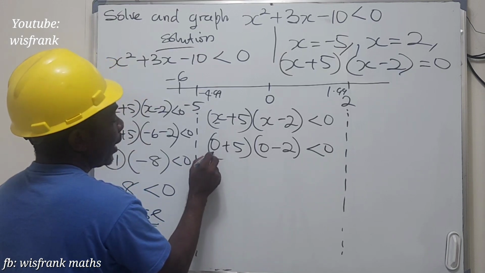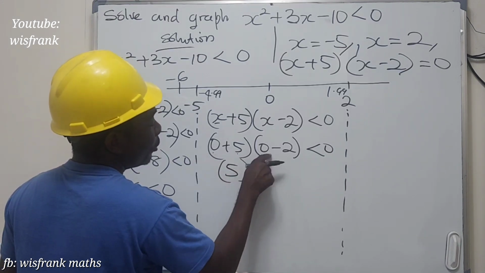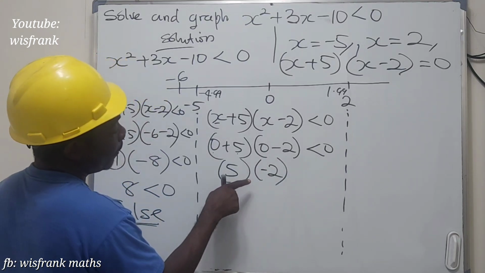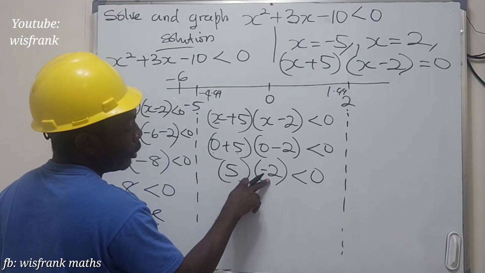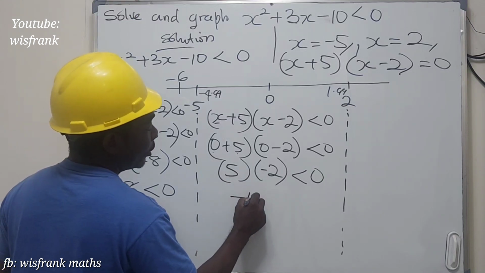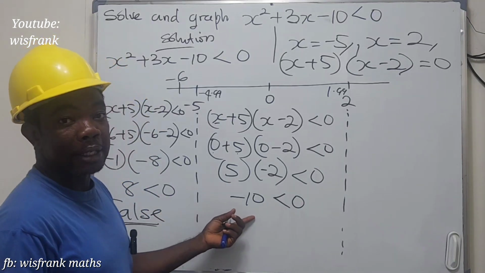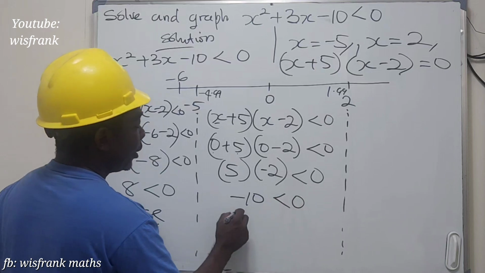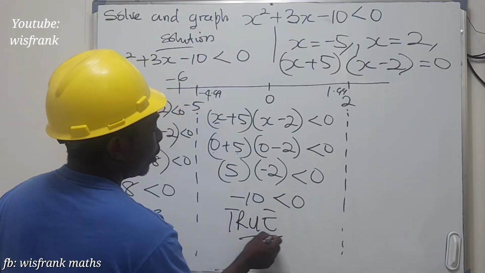So we have here 0 plus 5, which is 5, and also 0 minus 2, which is minus 2, is less than 0. Here 5 times minus 2 will give us minus 10. Minus 10 is less than 0. So in this case, we can see that minus 10 is less than 0, and this statement is correct. So this is a true statement of this inequality.